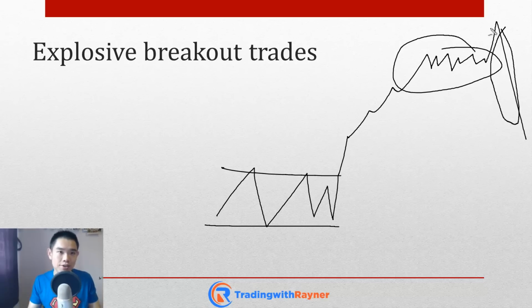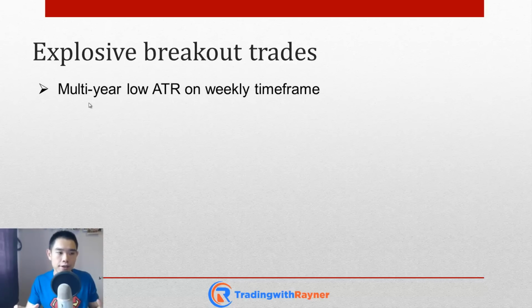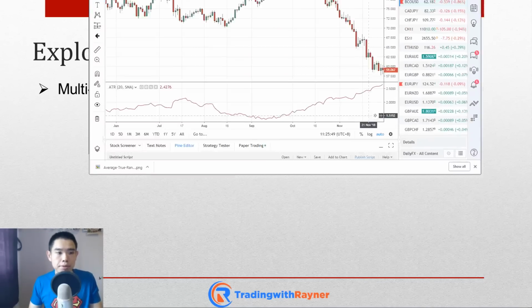So the secret to identifying explosive breakout trades that are about to occur is you want to identify low volatility periods. And here's what you can do: you want to identify multi-year low volatility, and usually I look at it on a weekly time frame. This means that there is a bigger potential move to catch, a bigger wave to ride, a bigger trend to catch. Let me share with you an example.